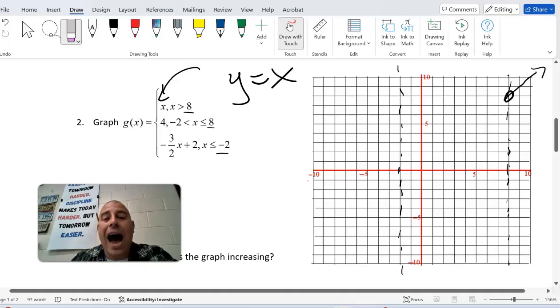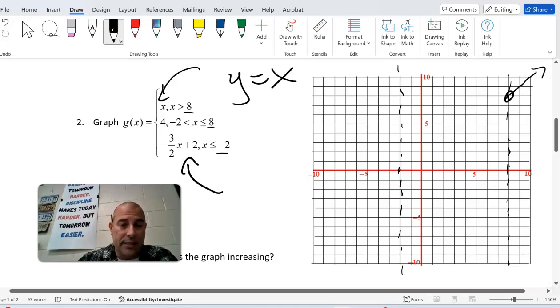All right, I'm going to skip down to the bottom one. We're going to talk about that middle one. That's what we refer to as a constant. So let's just hold on there for a second. So now we're going to graph this negative 3 half x plus 2. So what that tells me is my y-intercept is 2.